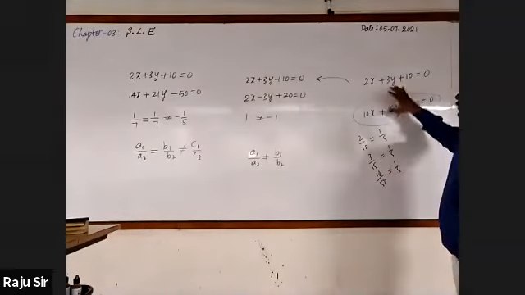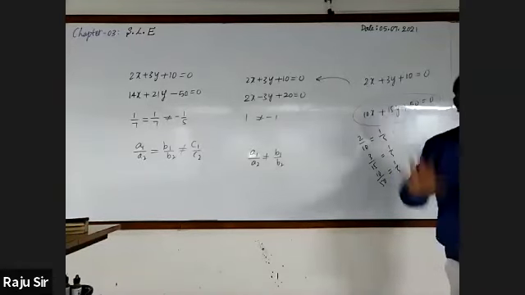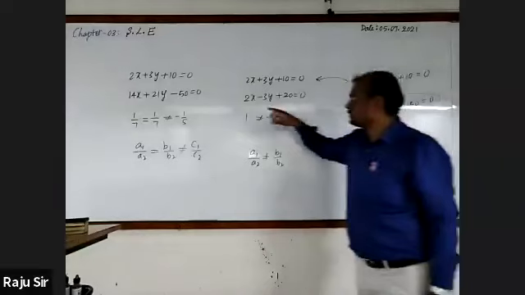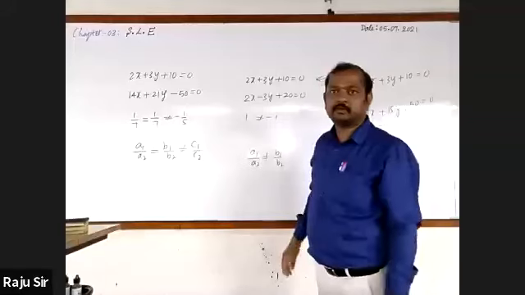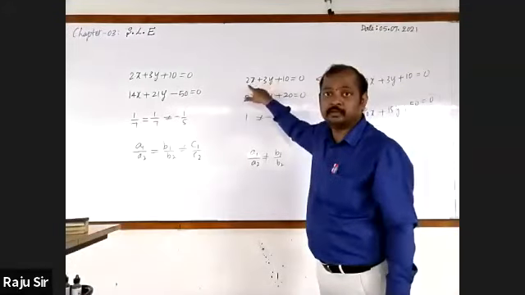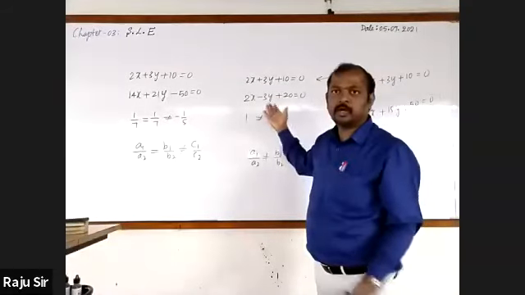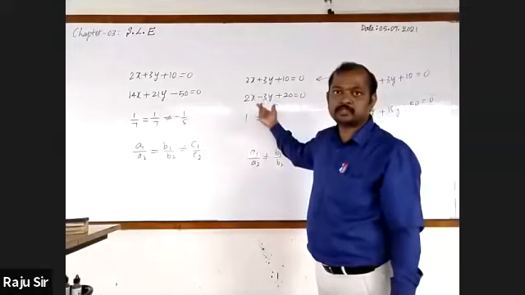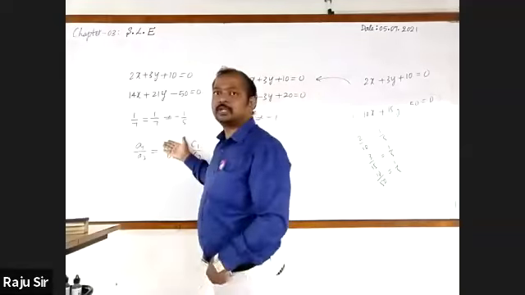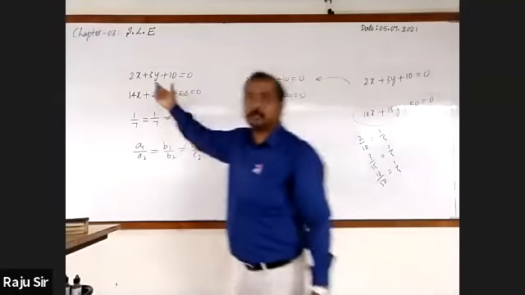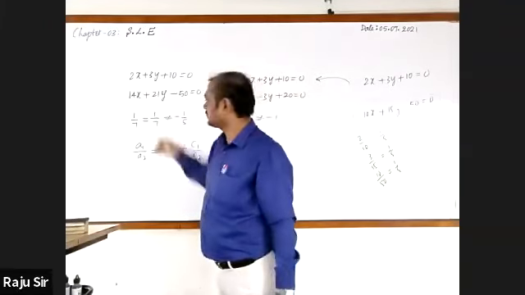Let me repeat. For infinitely many solutions, just multiply the equation with the same number. Next, for unique solution, take different coefficients of x and y. If you have 2 and 3, then you may take 3 and 2 also, or taking same coefficients, you may change the sign. Next, for no solution, you have to multiply the first two terms with the same number. We have done the same.